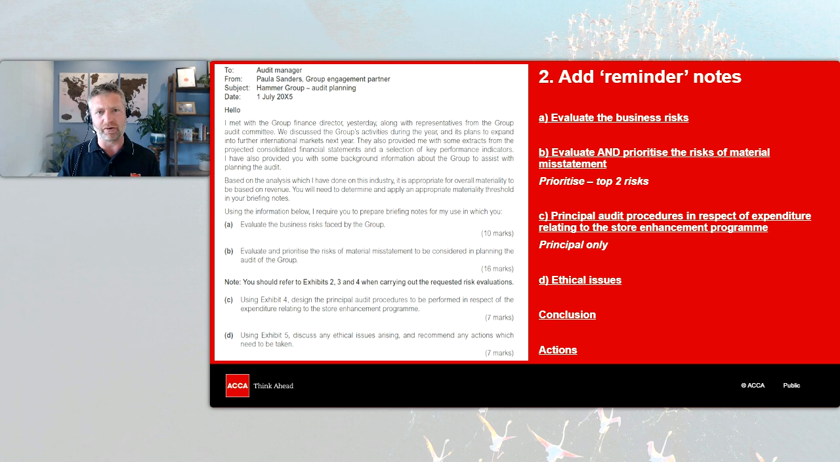The other reminder I'm putting myself here, because this is a procedures question, and increasingly in AAA, in the procedures question, the examiner is being really specific about what they want those procedures to focus on. So here, the procedures have to be about the expenditure on this store enhancement program. So I'm putting that as a reminder.